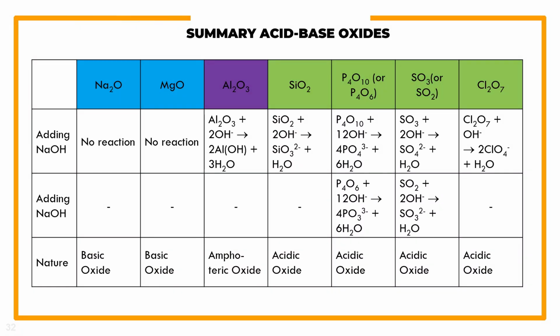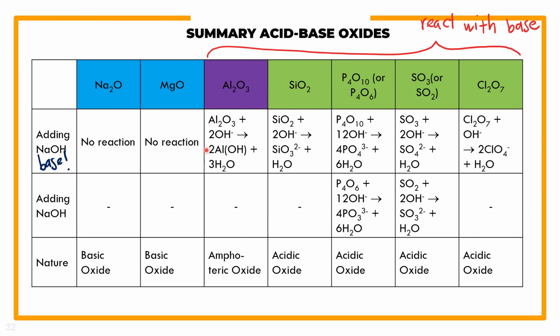To summarize what we have learned just now, here we have two basic oxides, this aluminium oxide as an amphoteric oxide, and the other four as acidic oxides. So the reaction between sodium hydroxide and these two oxides shows no reaction. Why? Because sodium hydroxide is a base. So base cannot react with base. So that's why we will see no reaction between these two and base.